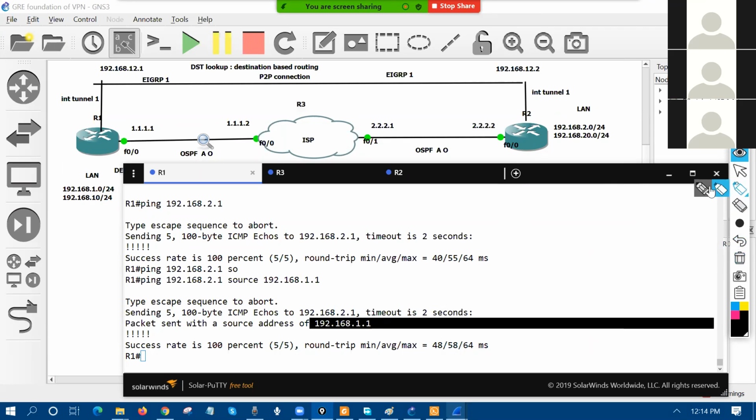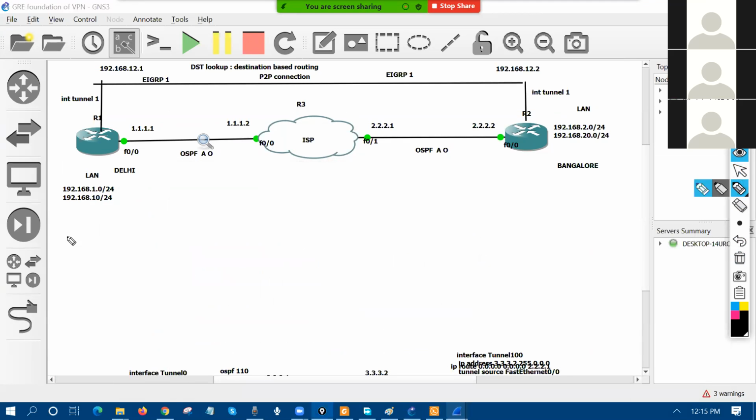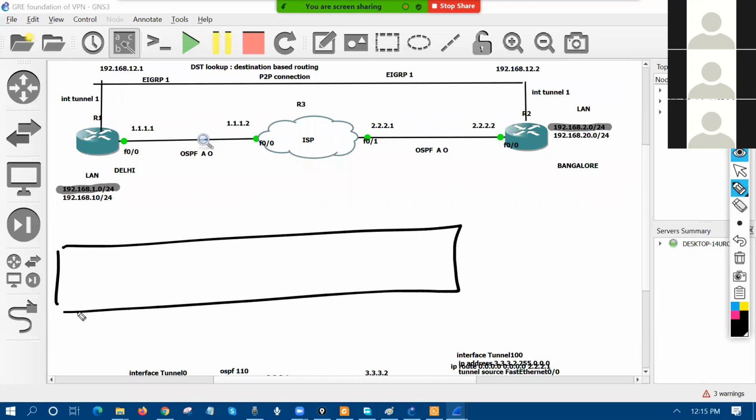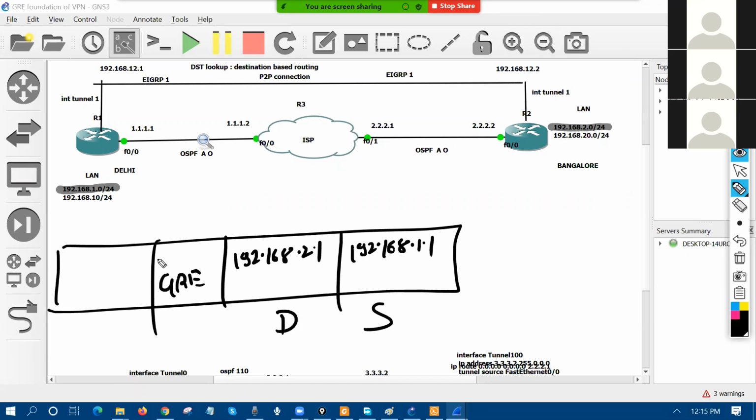So let's see how the encapsulation is happening. Try to understand this. This guy is sending the packet and wants to communicate with this person. So in this case, what will the source be? What will the destination be? Source, destination, GRE. When the packet is coming to this guy, this guy is going to encapsulate this packet.